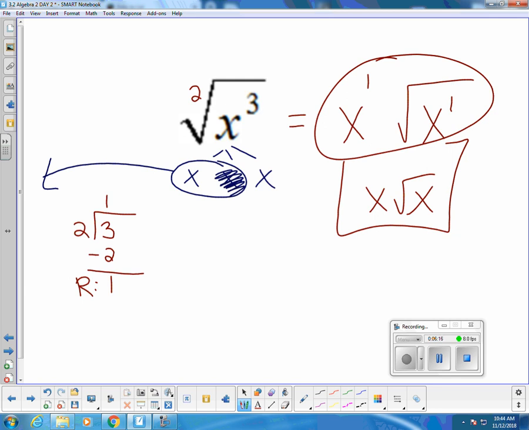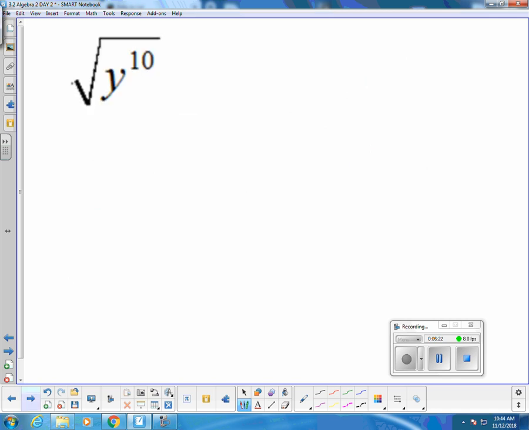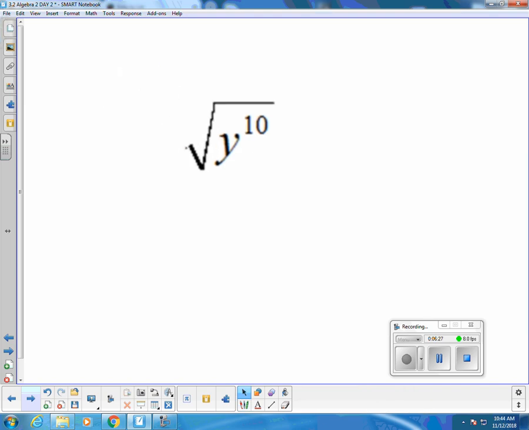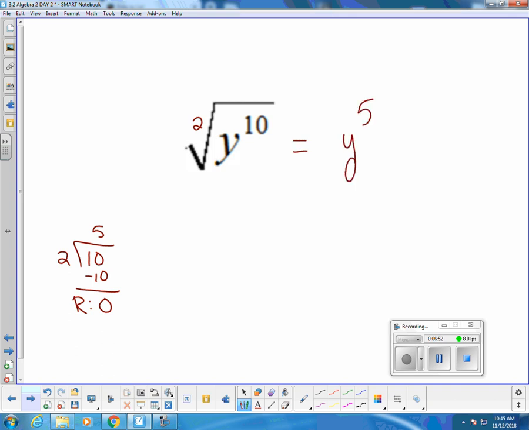Okay, we're going to try another one. Now you can only do this with variables and exponents. All right, let's try this y to the 10th. So there is a little baby 2 right here. And then you can do 10 divided by 2. What is 10 divided by 2? 5 with a remainder of 0. So that means 5 y's are going to get out of jail and none are going to stay in. But you don't want to write it 5y. You want to write it y to the 5th. That's how that one would be written. Okay?